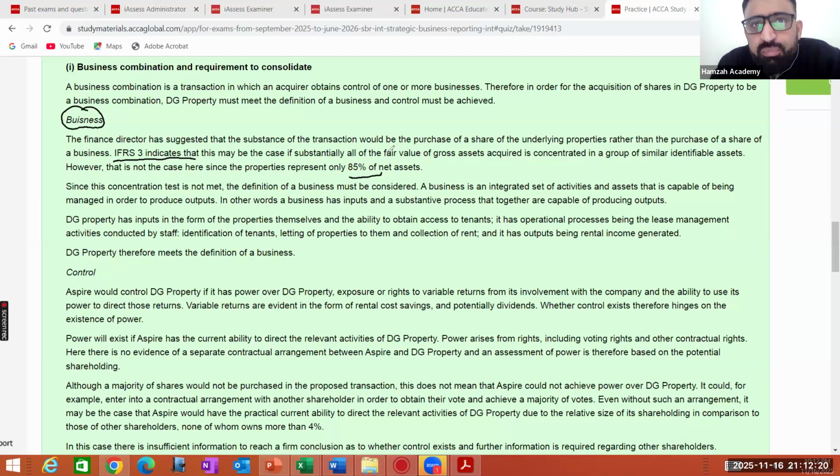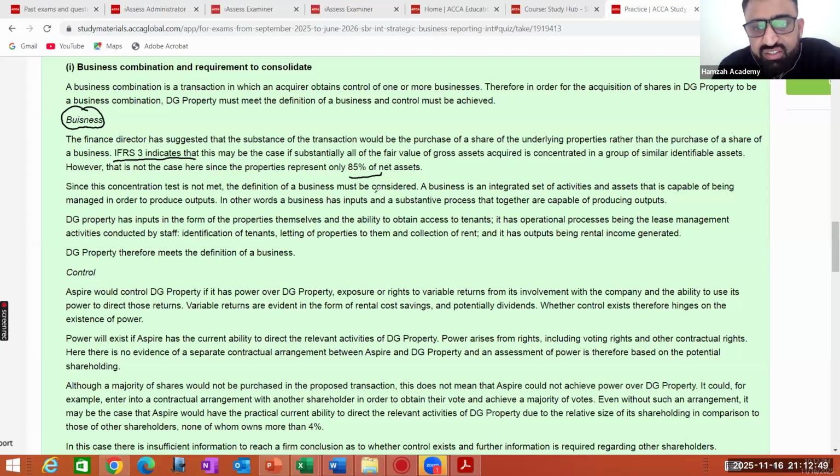So the price which we have paid does not concentrate substantially into a single asset or group of assets. So that would not be the case here. So the screening test is passed, as the consideration we have paid does not concentrate significantly into a single group of assets. Okay. So since the consideration test is not met, the definition of business must be considered.